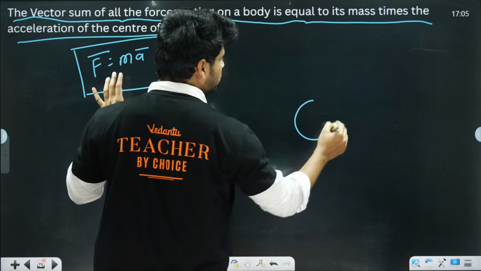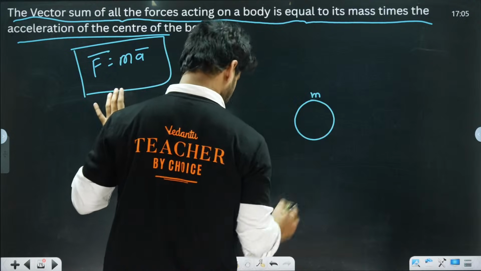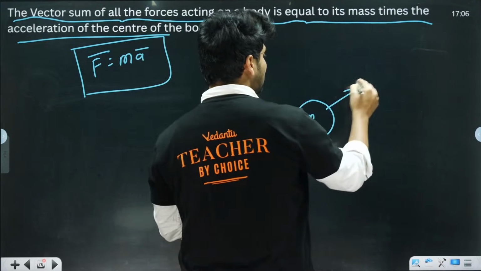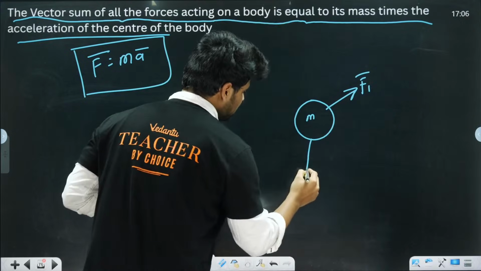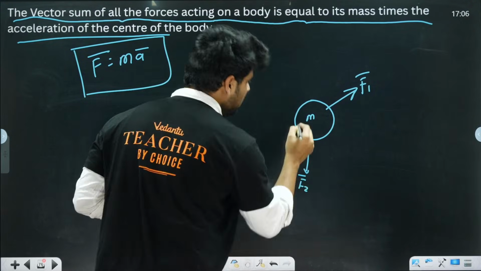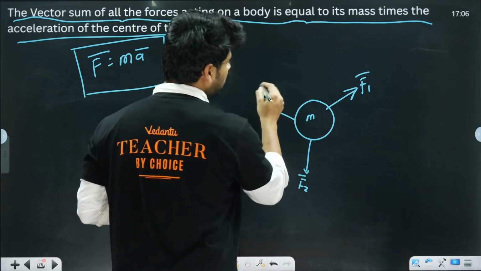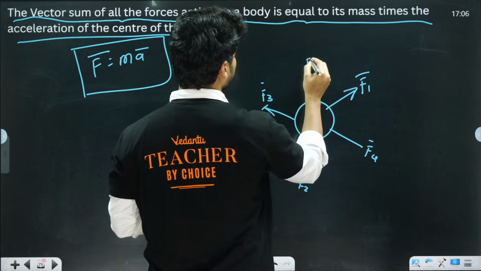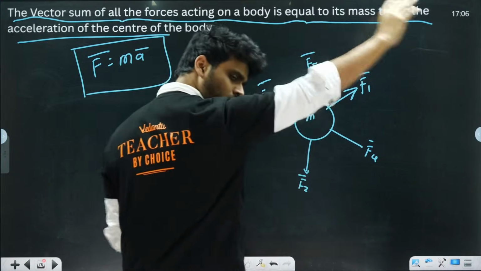If I have a mass m, look, I should write here, mass m is there. You apply forces. This is my force F1 bar. This is my force F2 bar. This is my force F3 bar, and so on and so forth. This is my force F4 bar, this is my force F5 bar, and so on.